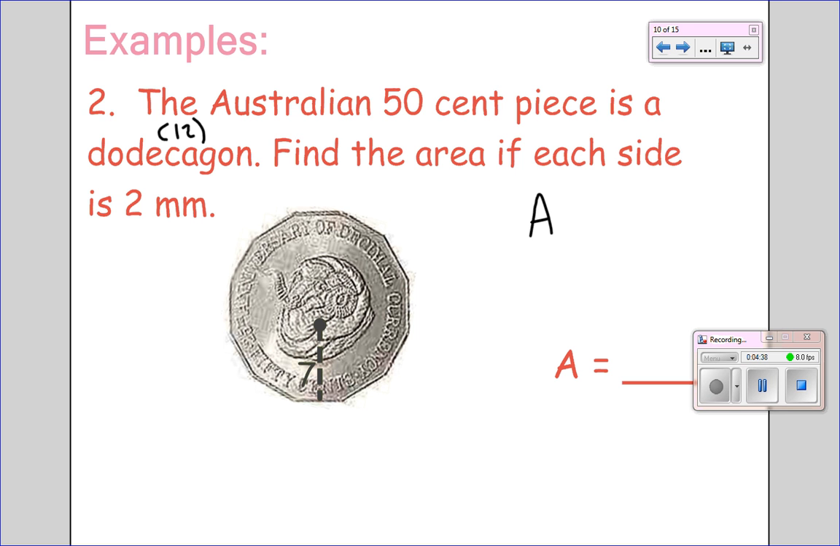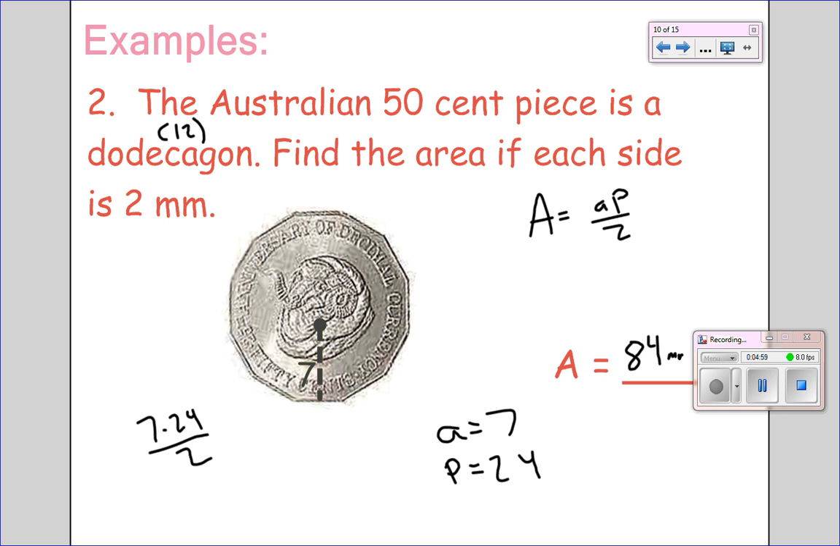All right, so the formula is area equals AP over 2. Looks like the apothem is 7. And the perimeter is going to be, let's see, there are 12 sides. Each side is 2. 2 times 12 is 24. So 7 times 24 divided by 2. Plug that in, and you get 84 millimeters squared.